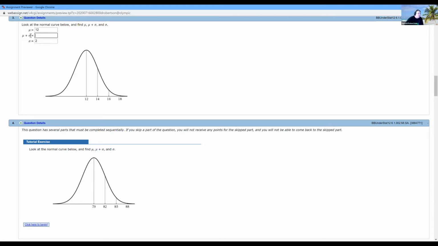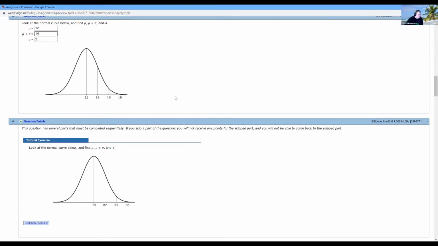We already have the answer to this fella is 12. So what number is mu plus sigma talking about? The mean is 12 and the standard deviation sigma is 2. What number is mu plus sigma talking about? 14 is going to be one standard deviation. Right. So don't overthink it, right? They are as simple as that.